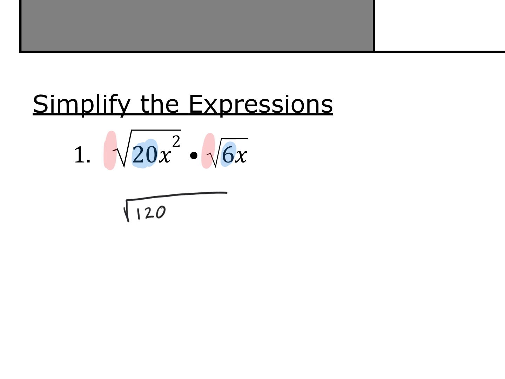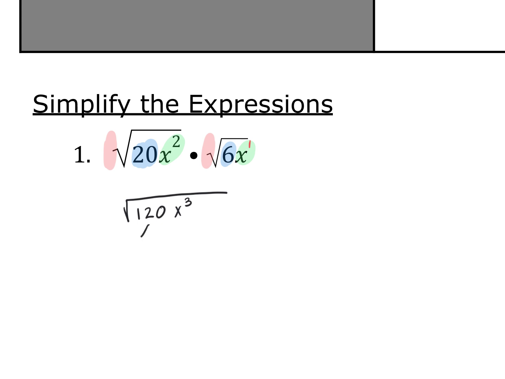Okay? The next thing we're going to do is multiply our variable. So I have x to the second and this x right there. That x, if there's no number on it, it's really a 1. And when we multiply our exponents, we really add those together. So if I have x to the second and x to the first, that's going to give me x to the third. Okay, so we're not done until we have simplified. So I'm going to go ahead and simplify right now.